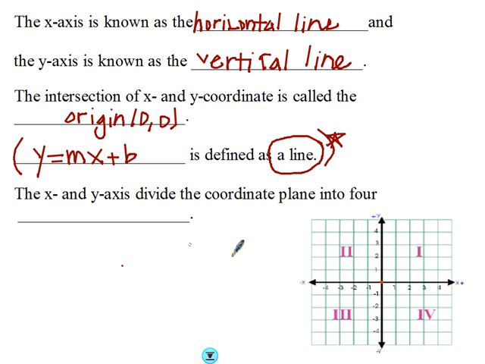Now the last part is that the x-axis and the y-axis divide the coordinate plane. This whole thing is a coordinate plane. It divides into 4 parts, and these are known as quadrants. This is quadrant 1, 2, 3, 4. These are Roman numerals, and it's always counterclockwise, 1, 2, 3, 4 this way, from right to left.